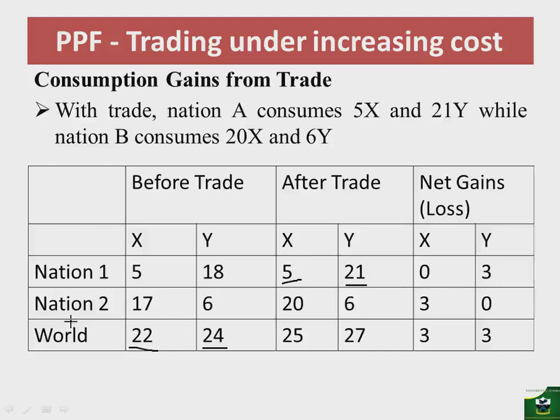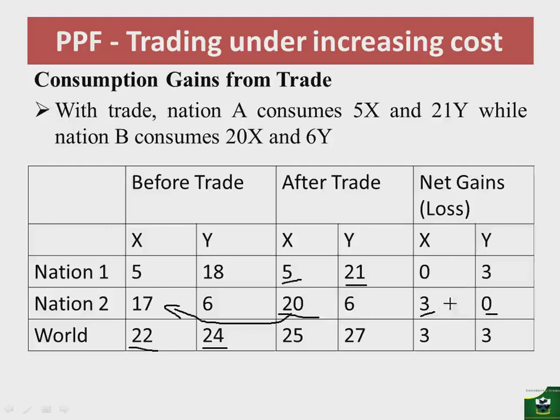Moving on to Nation 2. After trade, Nation 2 consumes 20 of X, and therefore we subtract the pre-trade consumption of 17 from the after-trade consumption, and we see that the net gain will be 3. While for commodity Y, because Nation 2 wants to consume the same amount as it did before trade, the net gain will be 0 for commodity Y.